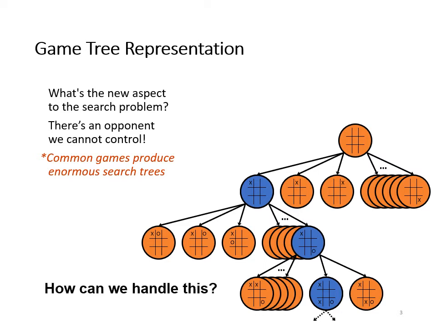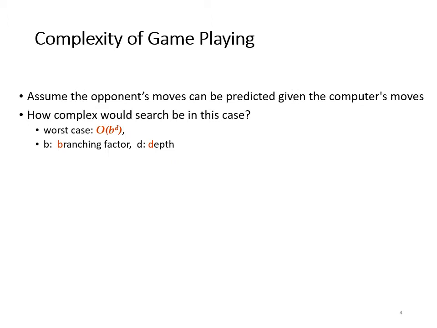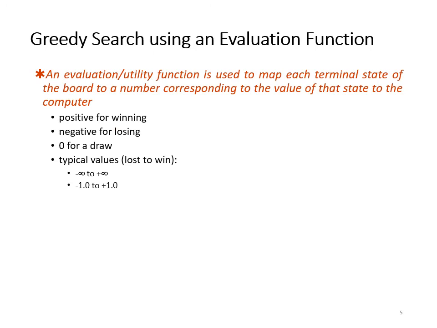So how can we handle this? When we talk about the complexity of game playing, assume the opponent's move can be predicted given the computer's move. How complex would the search be in this case? It is too time complex. Its complexity is like depth first search because it follows the concept of depth first search. Its complexity is order of b to the power d, where b is the branching factor and d is the depth. This is also called the greedy search.